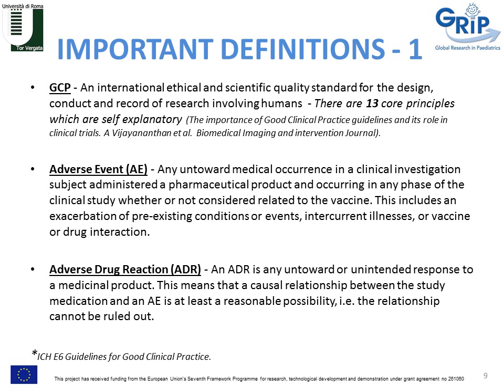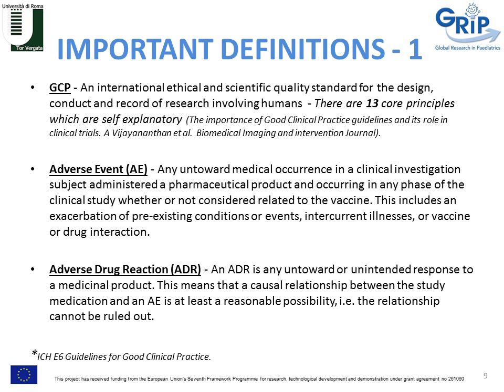Important definitions. Good clinical practice, GCP, is an international, ethical, and scientific quality standard for the design, conduct, and record of research involving humans. There are 13 core principles which are self-explanatory, and I'm giving you a reference here.